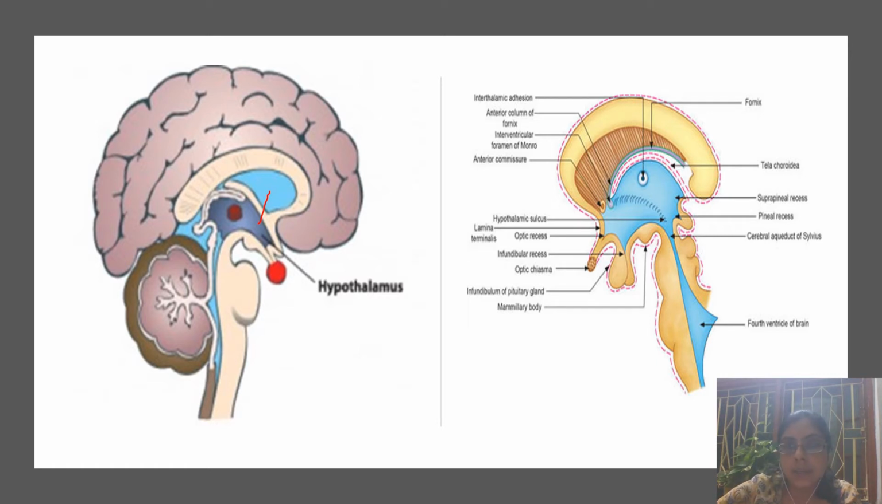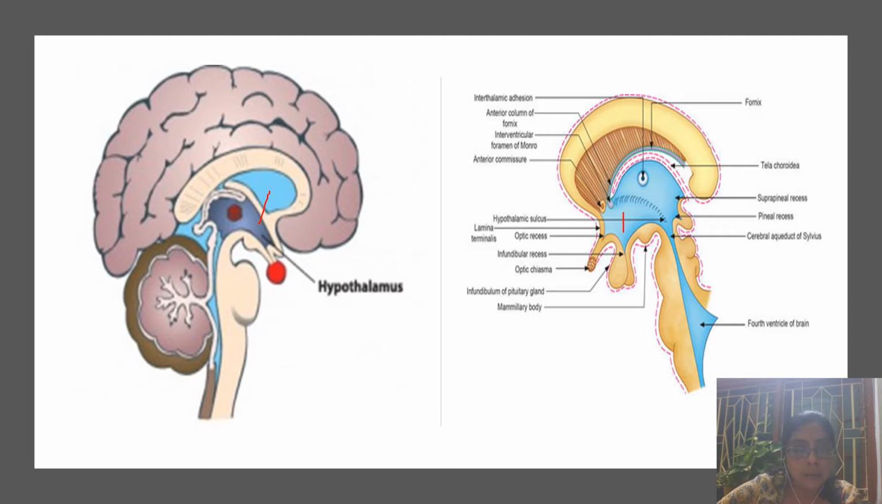Here we can see another better view. So this is the hypothalamic sulcus. Below the hypothalamic sulcus, this wall is formed by the hypothalamus. Above the hypothalamic sulcus, it is formed by the medial surface of the thalamus. So the lateral surface of the third ventricle below the hypothalamic sulcus is formed by the hypothalamus, and above it, by the thalamus.